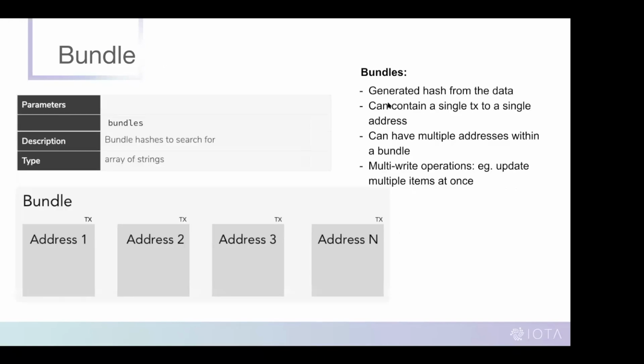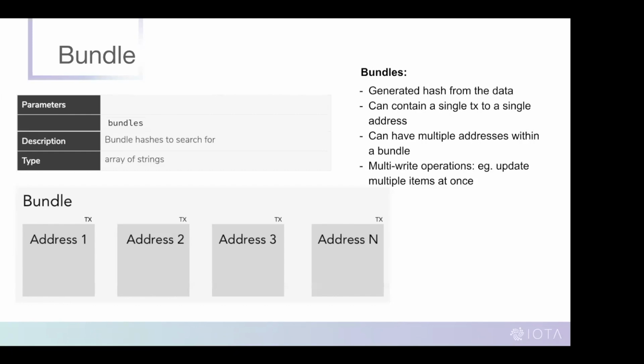Next is a bundle. With every transaction, you also get a unique hash that's included in the transaction, which is called the bundle hash. And so a bundle can contain a single transaction, or it can contain multiple transactions. And you can kind of think about it like a multi-write operation. So you can update multiple addresses at once and add multiple items to those addresses.